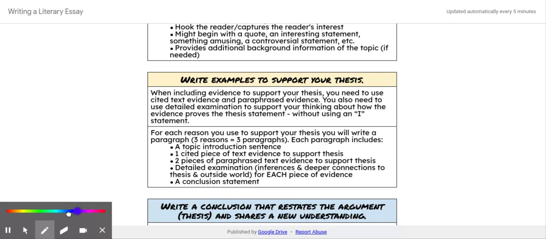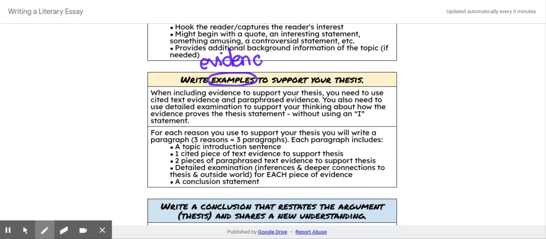Let's take a second and really focus in on examples here. Anytime you see the word examples like this, we're saying examples to support our thesis. We really want to think of the word evidence. So we use evidence to justify our thinking. And when I say the word justify, I mean prove. So justify is to prove.